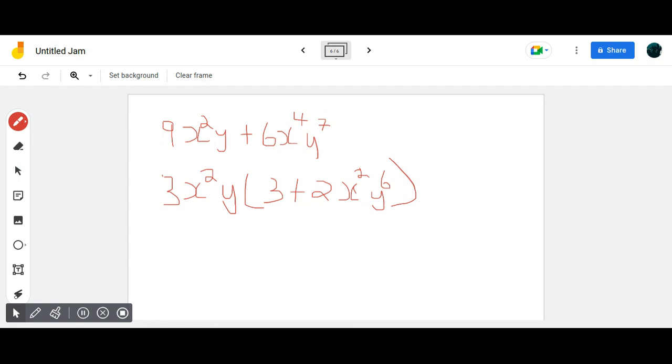So it's pretty easy. Factorization is pretty easy. There's nothing complex about it. It's just for you to follow the procedure based on the different method that you use.